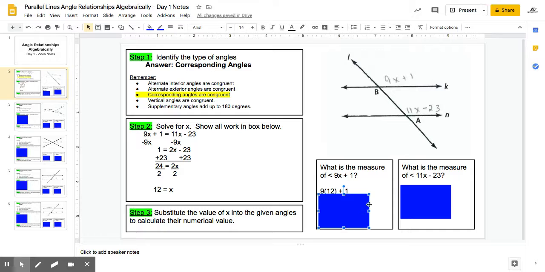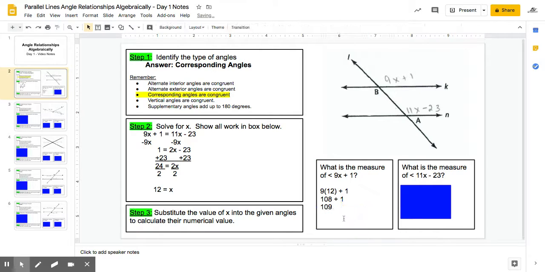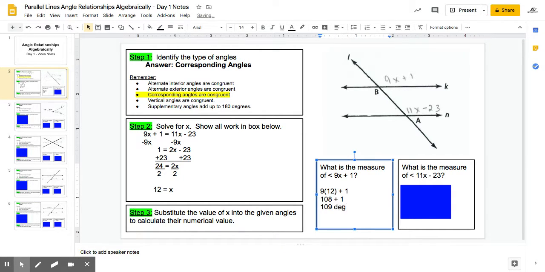Okay, just like that. Now I have to simplify this. Remember, we have to follow our order of operations when we simplify, so I have to multiply before I add. When I do that, 9 times 12 is 108. 108 plus 1 is 109. So that tells me that the measure of that first angle is 109 degrees.